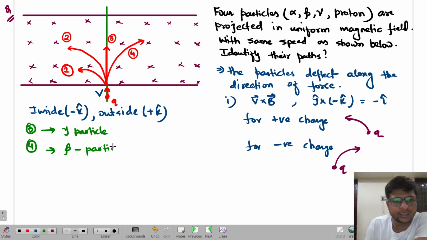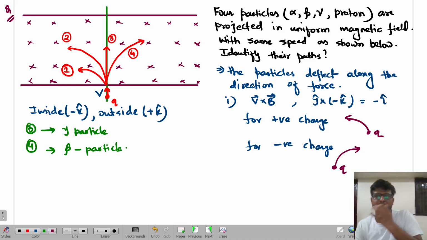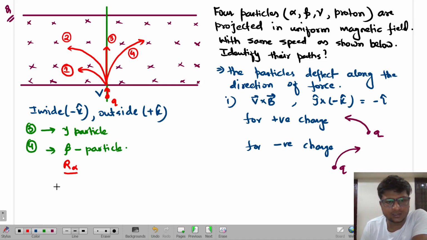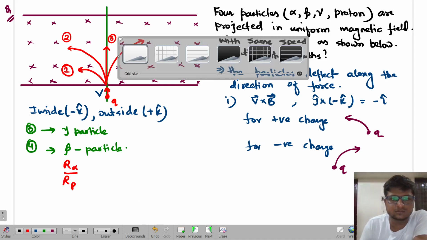Out of first and second, one will be of proton and one will be of alpha particle. Which one will be deflected more, alpha or proton? For that, we'll find the radius. We can find the radius of alpha particle by radius of proton. What is the formula of radius?